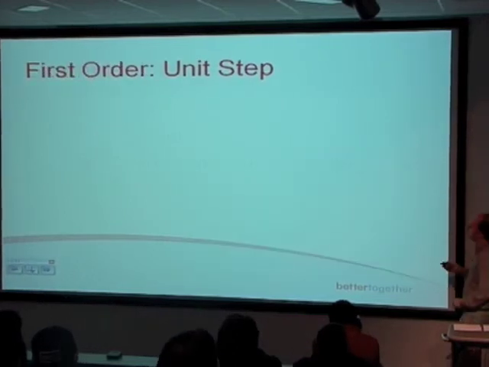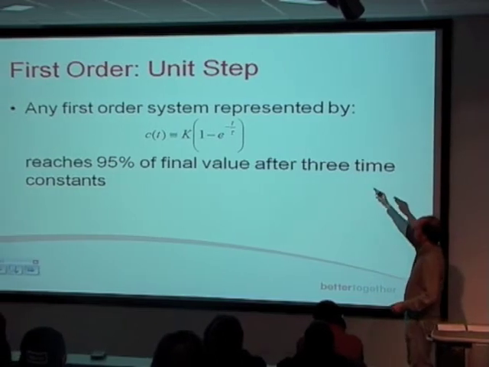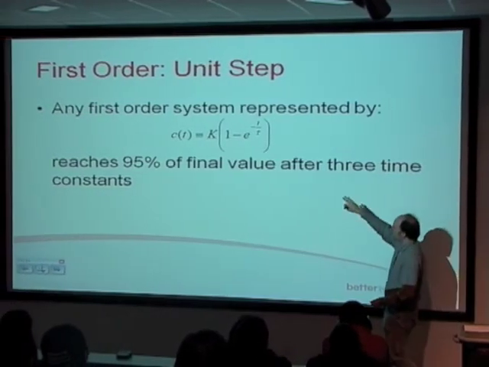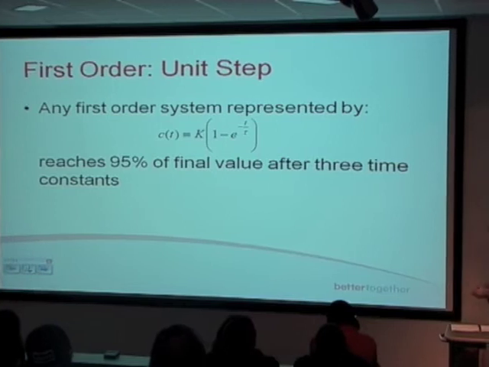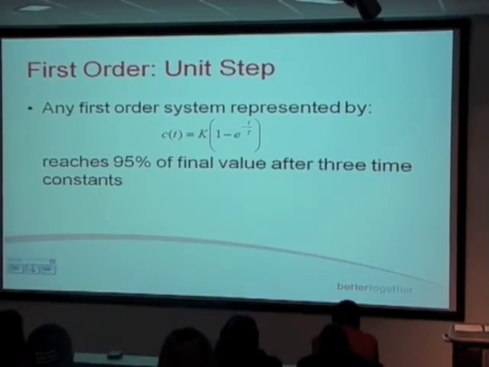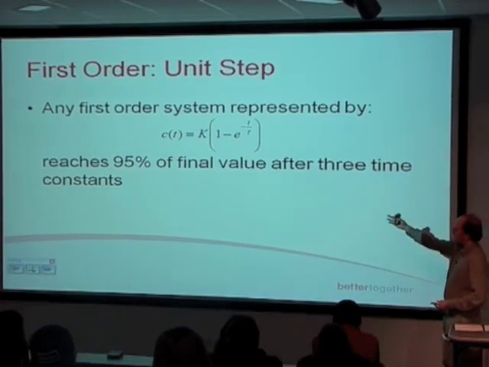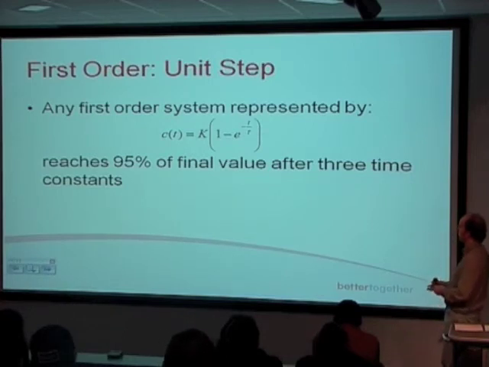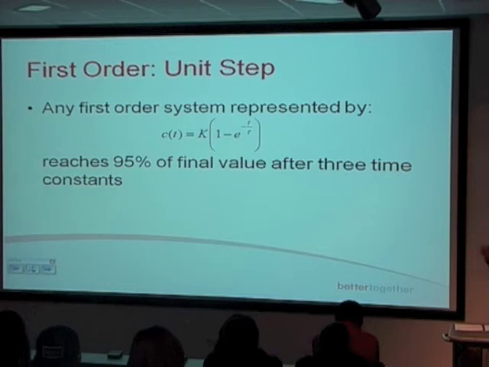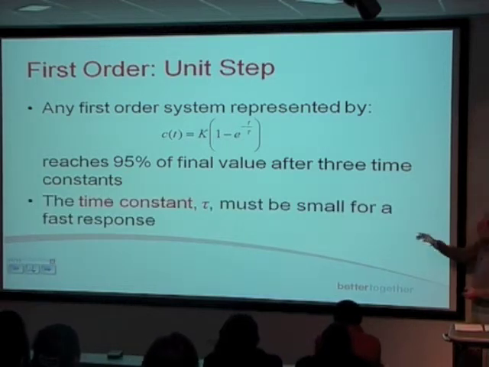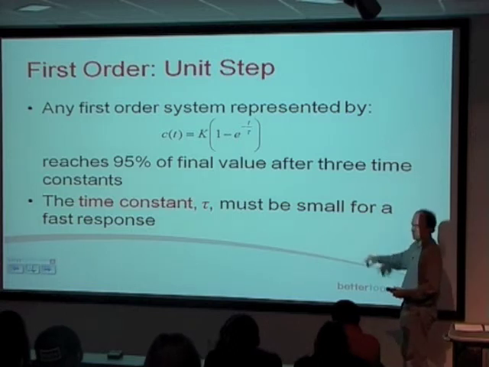Okay, well, what about... So, like I said, the unit step will always have this form: K times 1 minus e to the minus t upon tau. And like I said, it reaches 95% of the final value after 3 time constants. After 3 time constants, you'll be 95% of the way there. And the time constant, tau, must be small for a fast response, which makes sense.